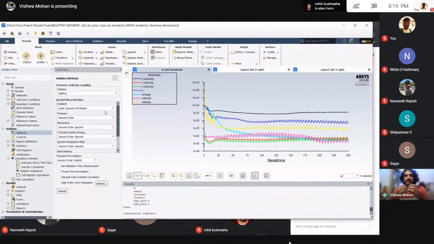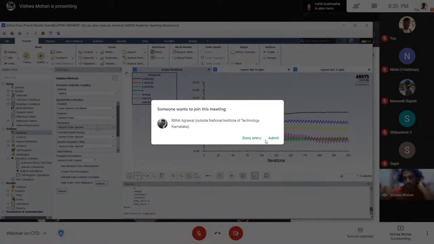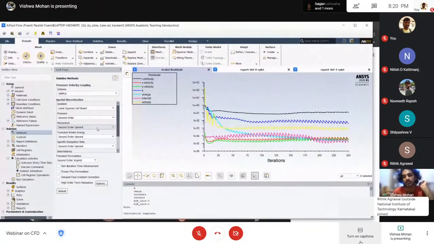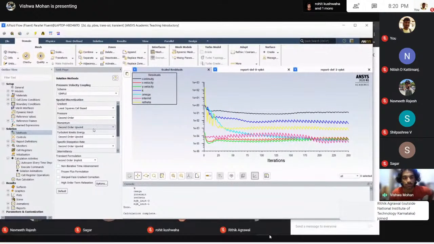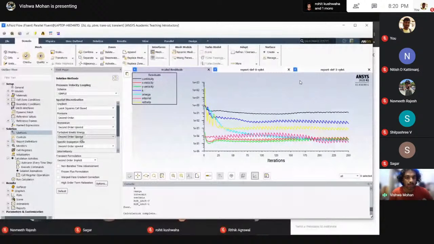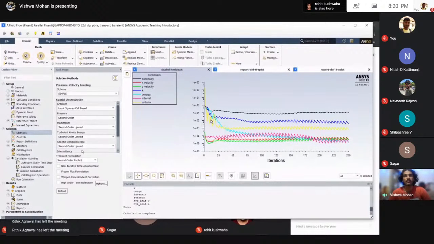So if there's this volume and you want to check the gradient of something, you go for least squares cell based discretization. And second order: whenever you're solving any equation and you go for second order, definitely the term that you're truncating out affects your answer. So we go for higher orders. And upwind, again, is into CFD where you try to justify the flows from one cell to the other cell; orthogonality and everything like that comes into the picture.